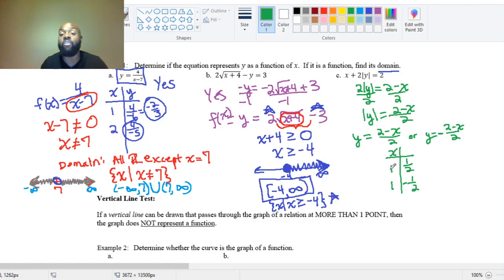So here I have one input getting assigned to 2 outputs. This does not represent y as a function of x, right? And so we don't have to find a domain here. All right, so try to solve for y, and if you end up with multiple equations, like a plus or minus or something of that nature, then you know for a fact that you don't have y as a function of x. All right, this is looking at equations.